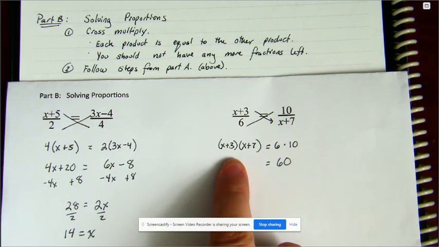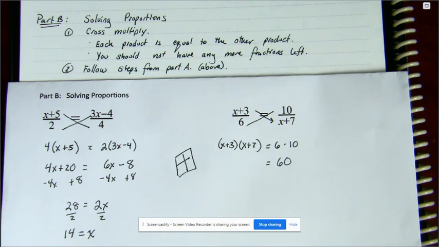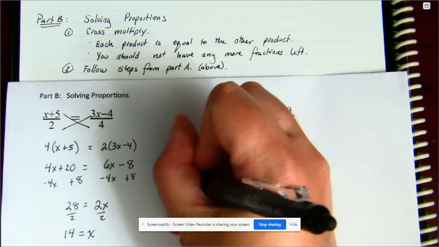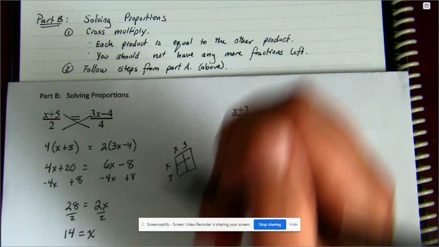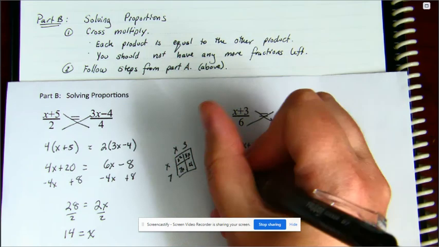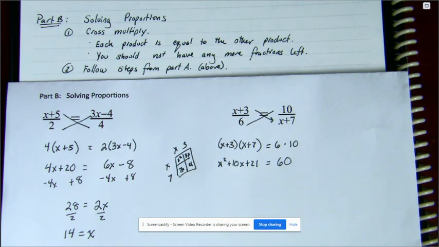But on this other side, we have a lot of work to do to figure out what this is equal to. And many of you are familiar with the box method to try to multiply all this out. So we have x plus 3 across the top and x plus 7 across the side. We get a total of x squared plus 10x plus 21. And now we're following the same steps that we did in part A. We've distributed, and we're going to combine our like terms and decide how we're going to solve from that.